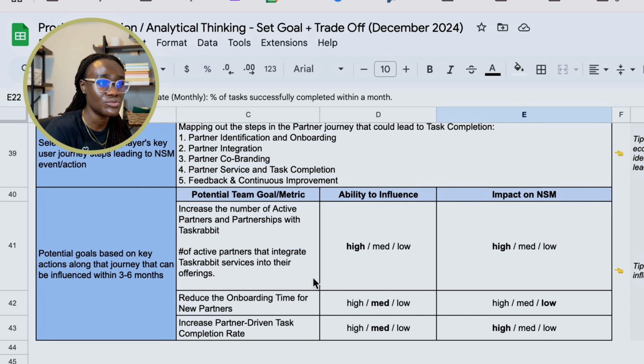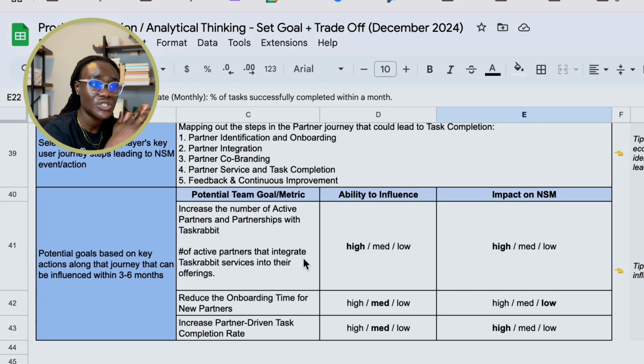And so we have to rank these goals based on, one, the impact on the North Star metric and our ability to influence that metric within our team in the time frame that we decided. So this is also my own ranking of the ability to influence and the impact.